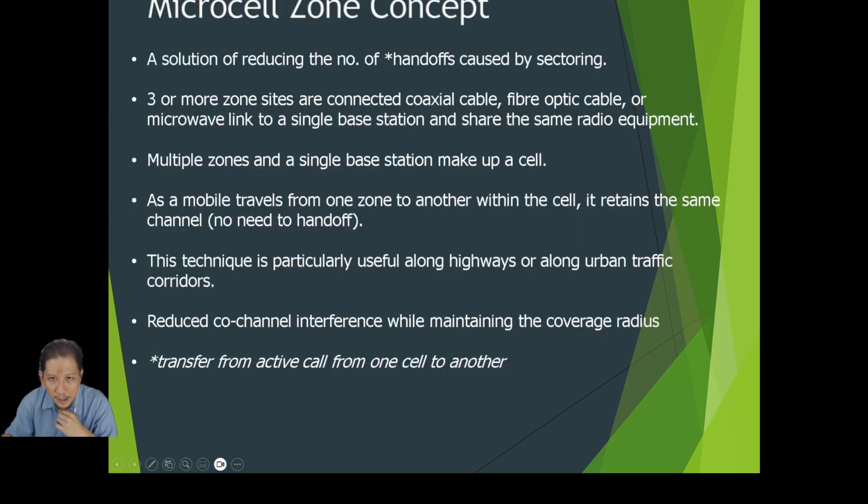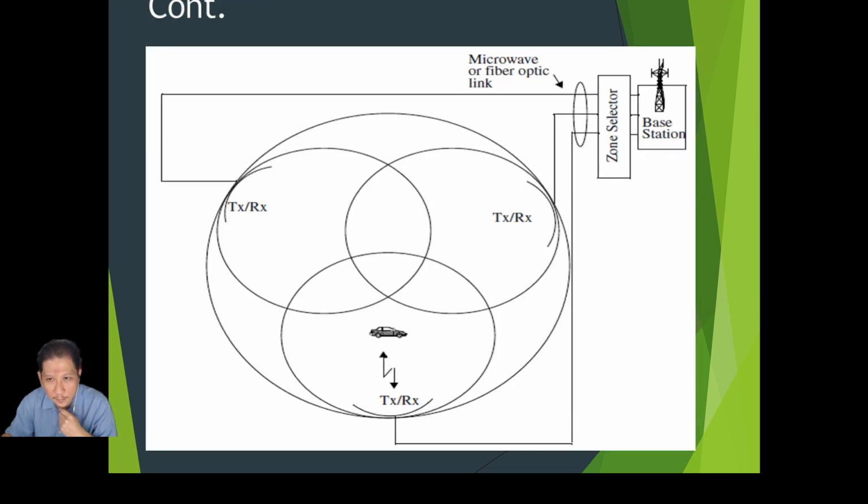And then microcell zone concept, solution of reducing the number of hand-off caused by sectoring. Dia boleh loss of signal. The disadvantage is loss of signal. And then we have 3 or more zone sites connected by coaxial cable, fiber optic cable, or microwave link. Okay, this one is based on the microwave fiber link. Okay, this one zone selector. Okay, and then we have TX and RX.